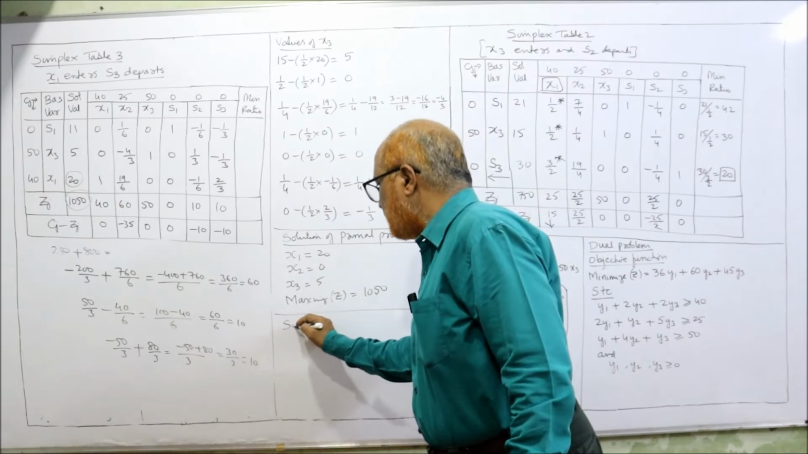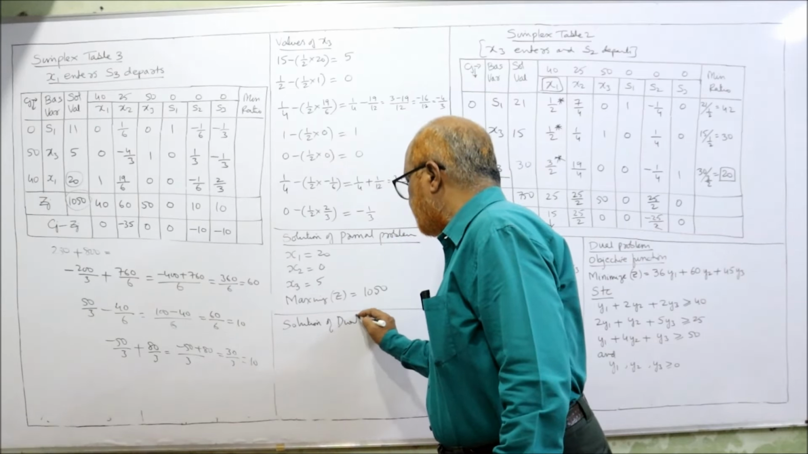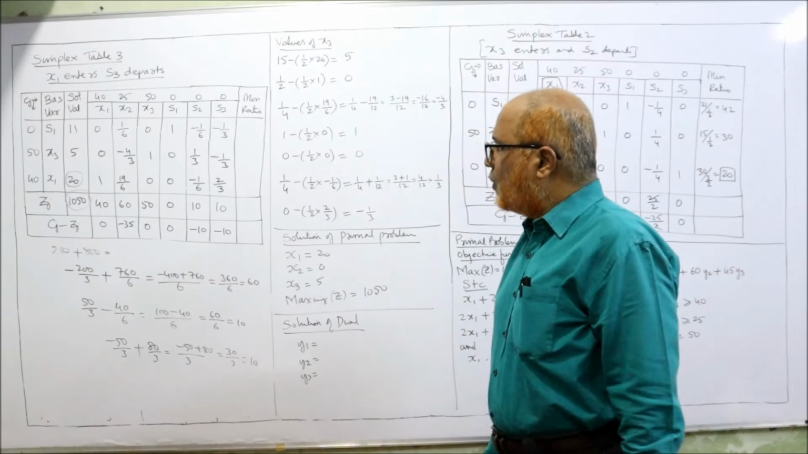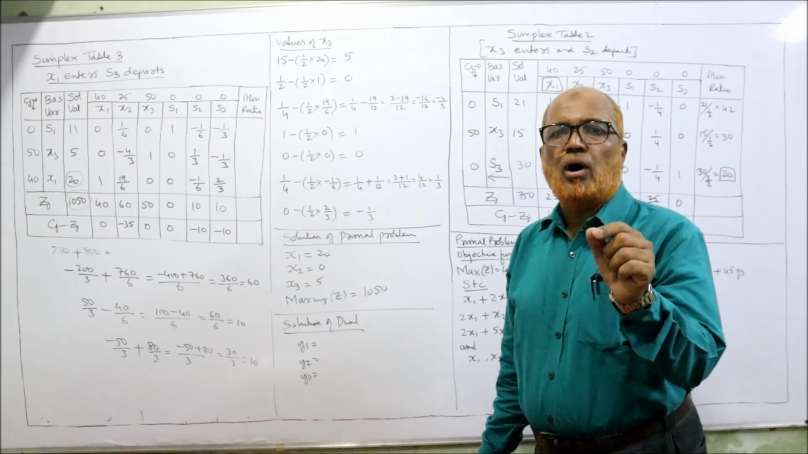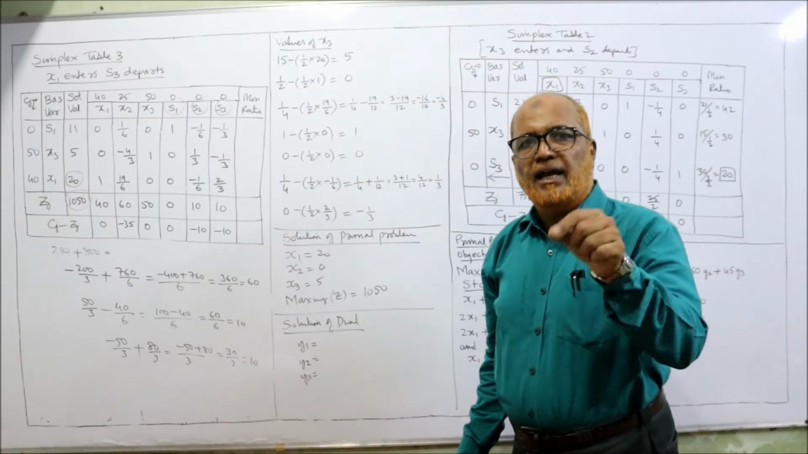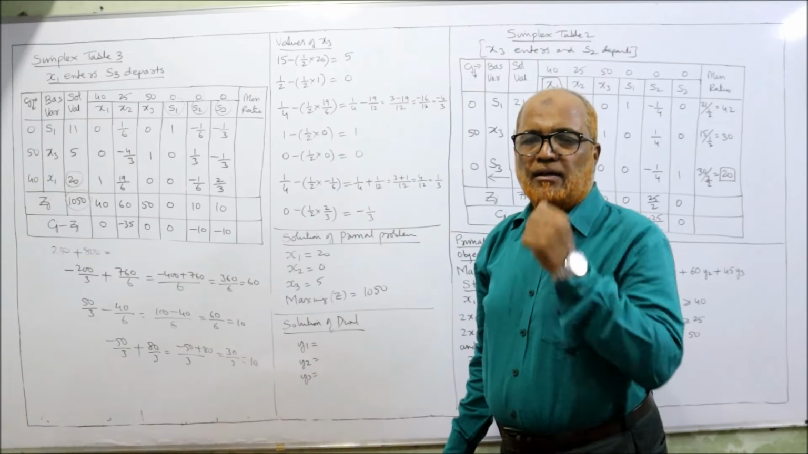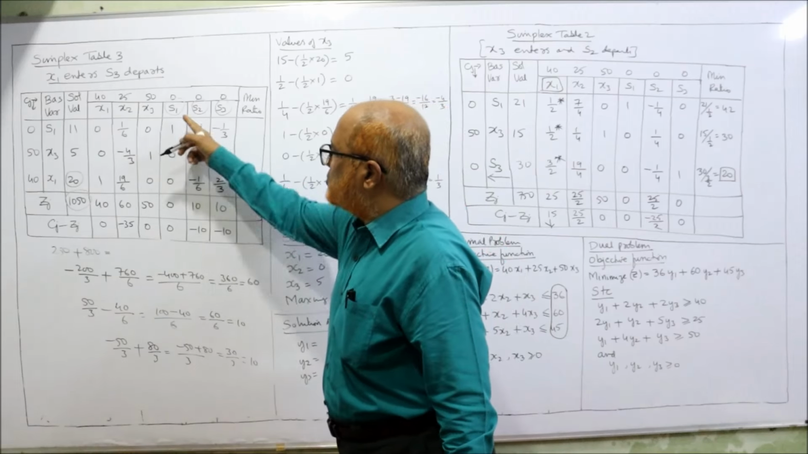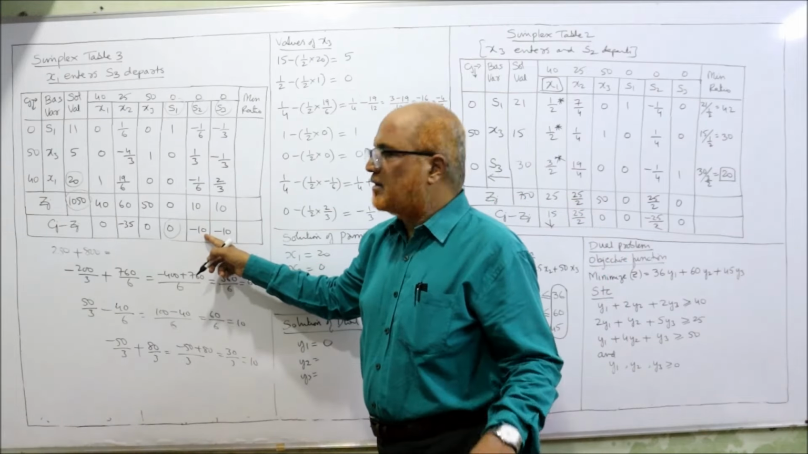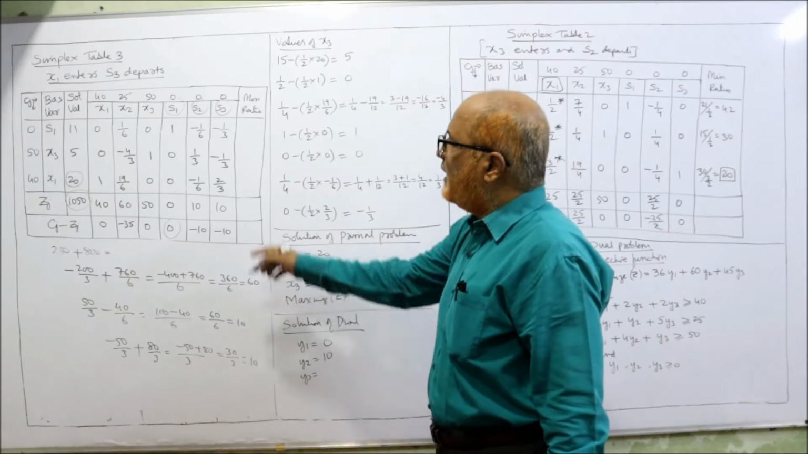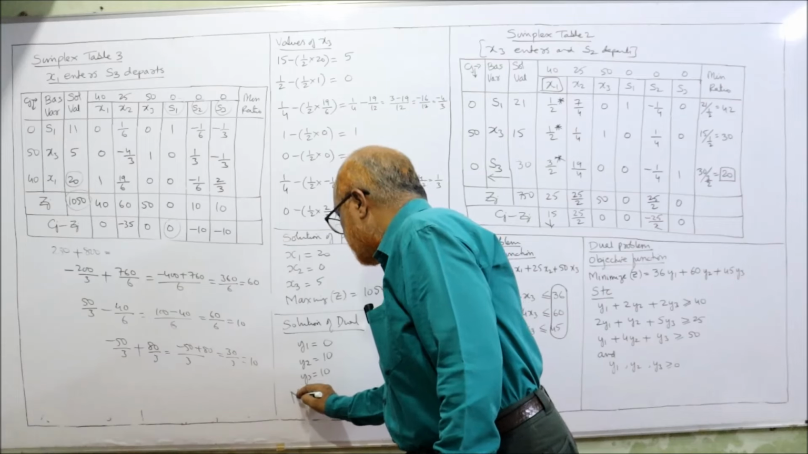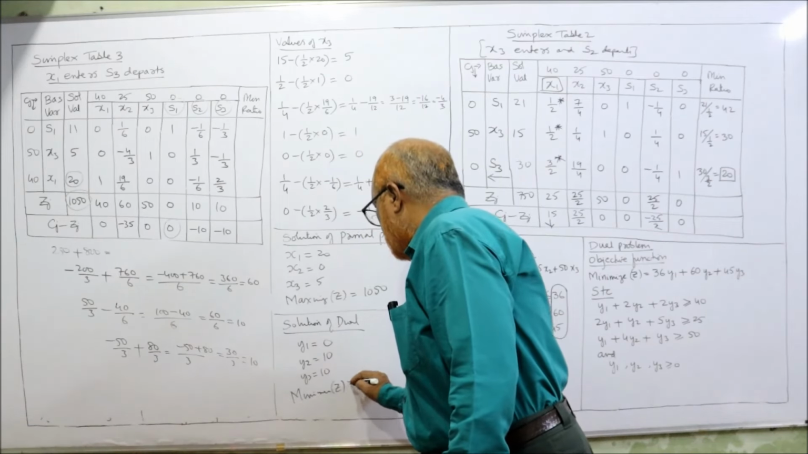So now I am writing the solution of dual. y1 is equal to, y2 is equal to, y3 is equal to. Now, this solution of dual will be under the columns of the slack variables s1, s2, s3. We take the elements in the index row, ignoring the signs. The index row element is the last one. So what are the values? The s1 value is 0, so y1 is equal to 0. Now the s2 value is minus 10. Ignore the minus sign, so y2 is equal to 10. And s3 is minus 10. Ignore minus, again we take 10. That's it. Now minimum z is equal to 1050.